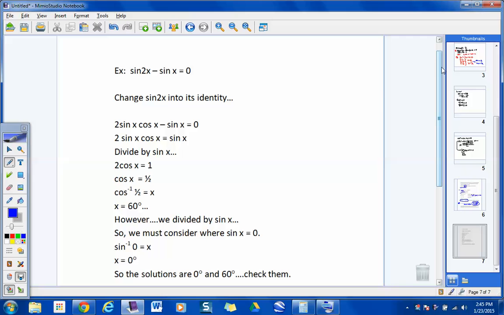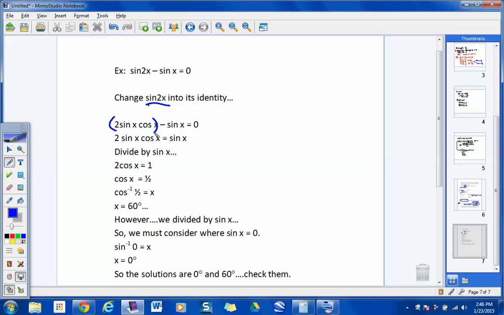Got a double angle here minus a sine of x. Here it's suggesting that we change this double angle into its identity. And its identity is what here, gang? Well, the identity for sine of 2x is that mess right there. Now, I'd probably have done this a little bit differently than it's written up here, but the way they're going to do it is okay.